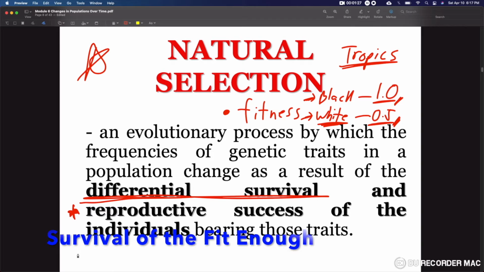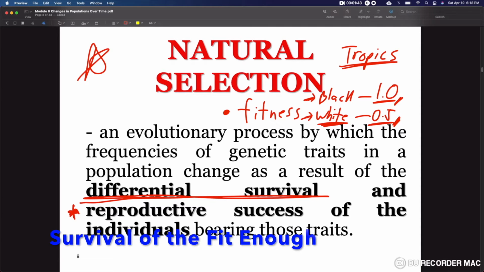You don't need to be the fittest. Okay? You don't need to be the tallest, the smartest person. You don't need to be that. You need to be fit enough. Because remember, nature will choose what it wants. Nature is dynamic and ever-changing.